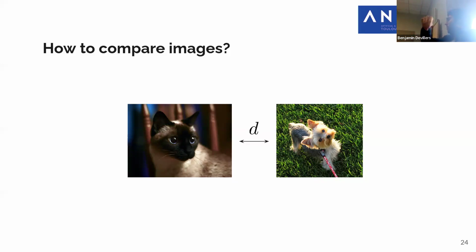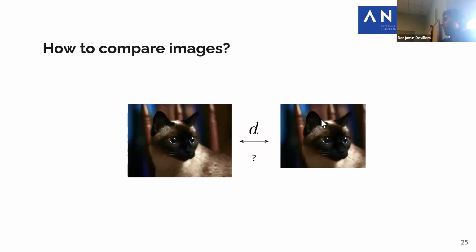And then sum the various components. But how to do this for pixels? How to define a good distance measure for images? Because, okay, these two images are far. If we look at pixels, so if we compare individual pixels from one another, they are far.